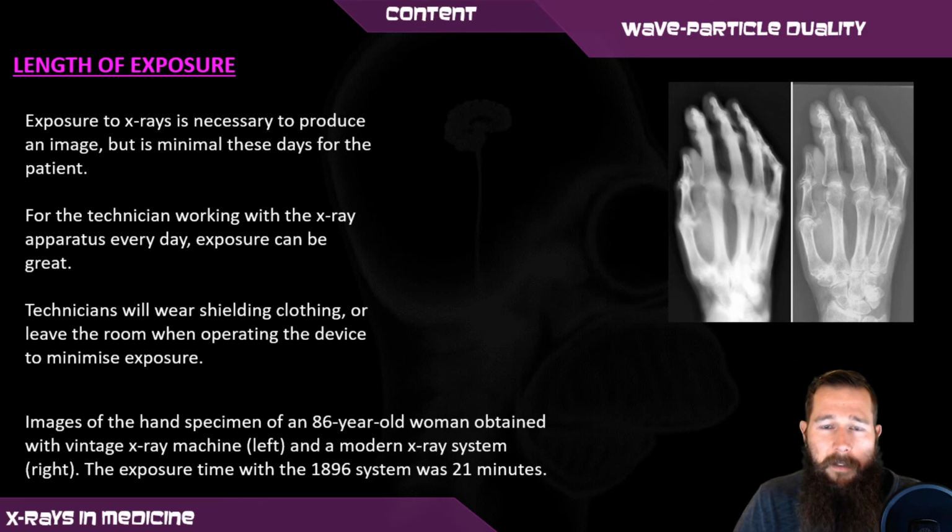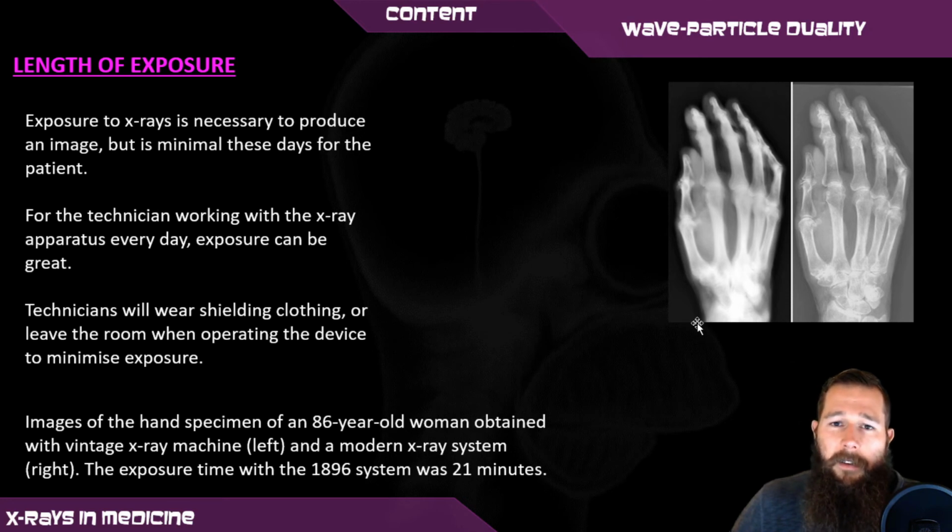This impacts on the intensity of the X-rays or the number of the X-rays that hit the photographic plate. The image on the screen here is an X-ray of a woman's hand using two different X-ray apparatus. The one on the left is an old X-ray apparatus where the length of exposure was long, and you can see it's a little bit fuzzy compared to the one on the right, which uses a new apparatus.